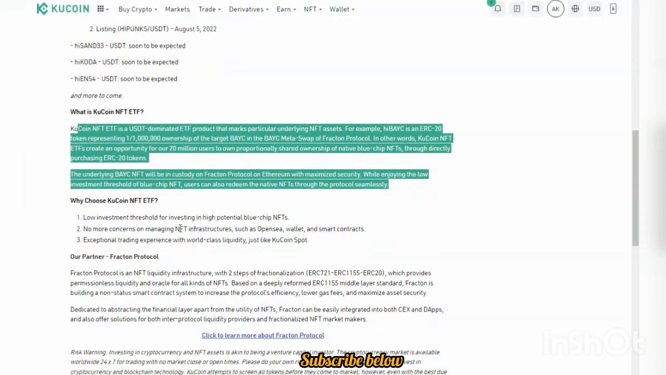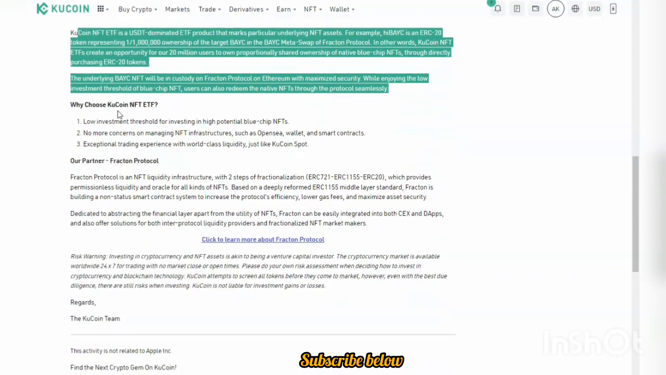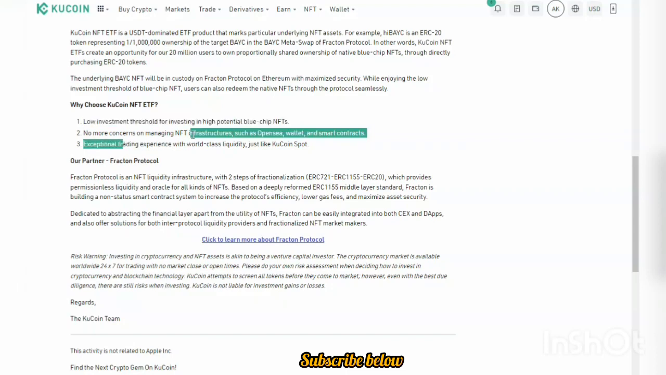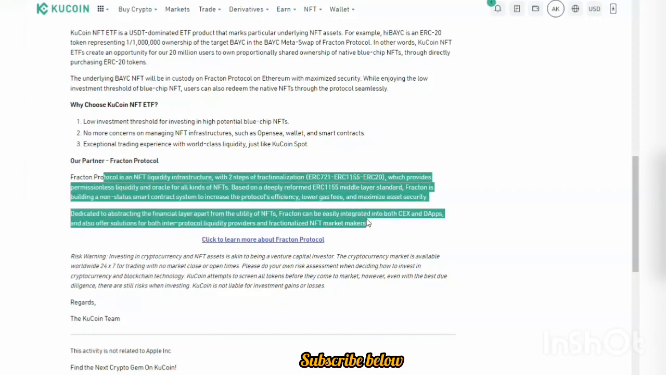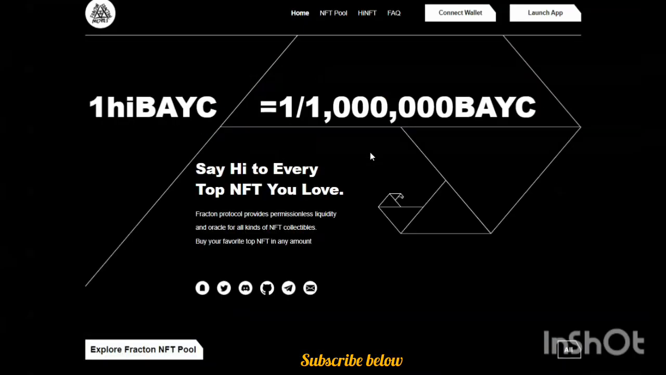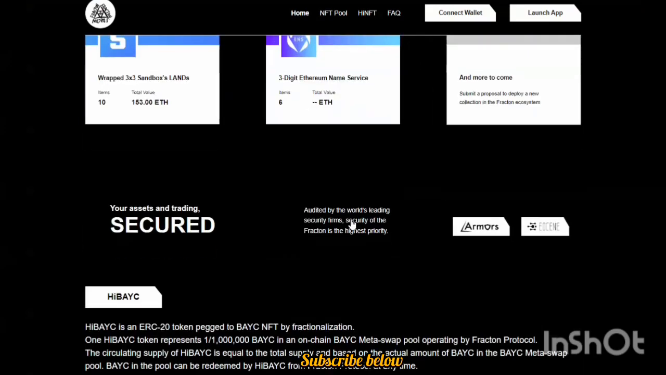So basically, the NFT will be live on the Fracton protocol, and you get access to a portion of it. Now, there's a low investment threshold for investing, and no more concerns on managing NFT infrastructure such as OpenSea, wallets and more. You can trade these on the Kucoin platform. Exceptional trading experience, which is very recommended. Now, these are the partners and more. To know more about Fracton protocol, you can also go over to the official website, which is the main infrastructure for these NFT ETFs platform.